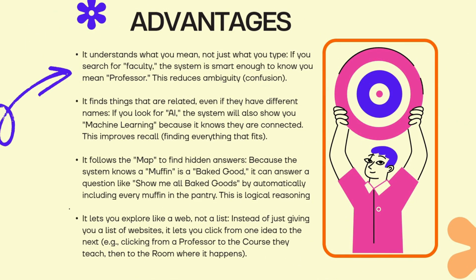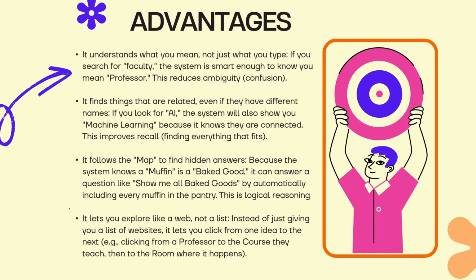As we explore the advantages of semantic search, let's focus on how it enhances our interaction with information. First, consider how this system understands what you mean, not just what you type. This reduces ambiguity significantly. For example, when you search for faculty, it recognizes you might mean professor, providing you with more accurate results. Next, the system excels at finding related concepts even if they go by different names. Searching for AI will also bring up machine learning. This capability improves recall, ensuring you uncover all the relevant information.